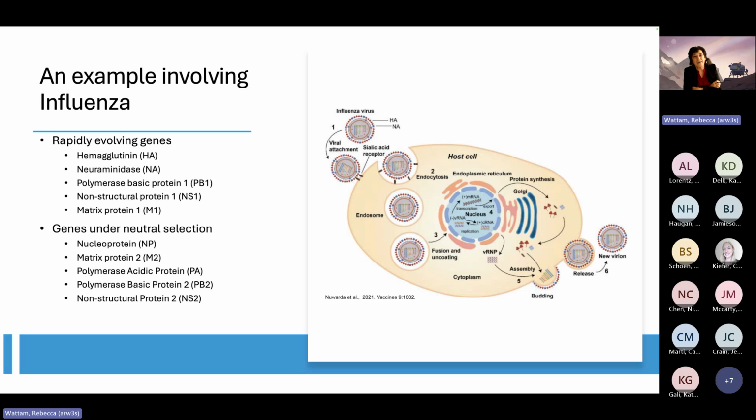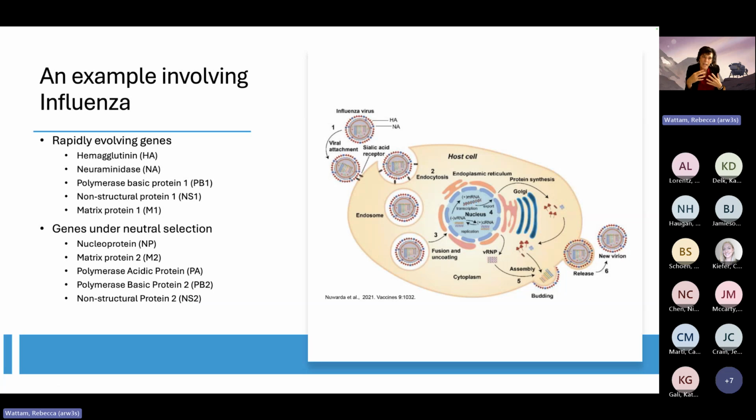So I know that's complicated. So let's break it down and show why it matters in something like influenza. So influenza is an interesting organism. The influenza A genome has 8 segments, and each of those segments pretty much has one protein it produces. And some of those are rapidly evolving genes, which you can see up here, and some of them would be under neutral selection. So they're more shielded.